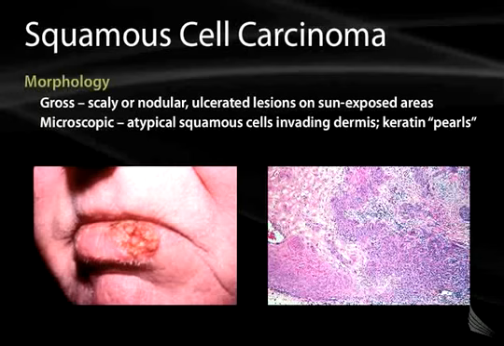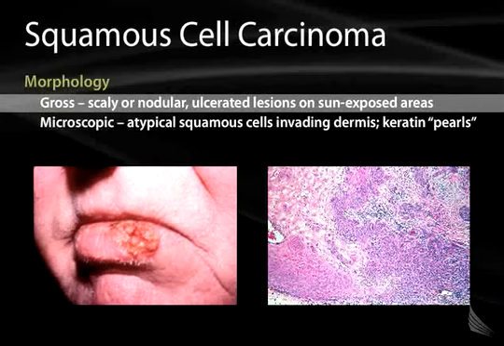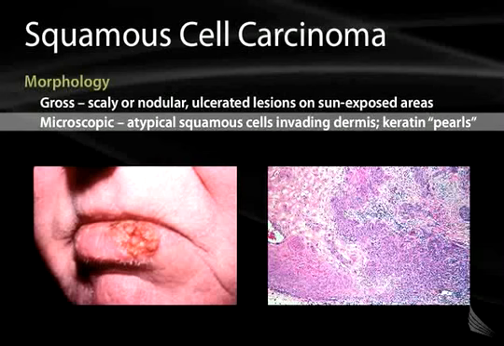Clinically, squamous cell carcinoma consists of nodular and scaly lesions on sun-exposed skin. It is often ulcerated, but under the microscope one sees atypical squamous cells invading the dermis. Keratin pearls are often noted. In general, the cells have a more eosinophilic appearance than does basal cell carcinoma.